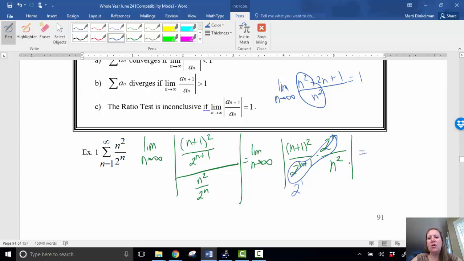So that limit is 1, but I do still have this 2 down here in the denominator. So I get 1/2 as my final result for my limit, which means this fits into the converges category.